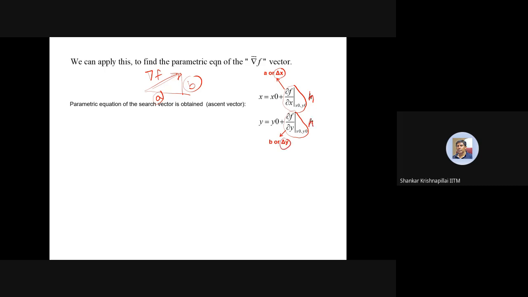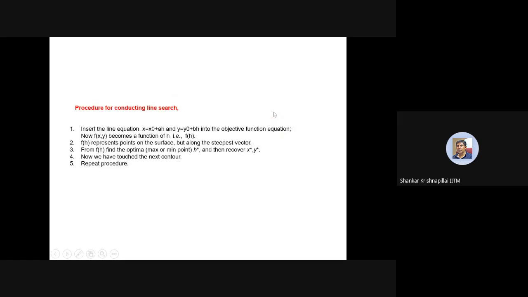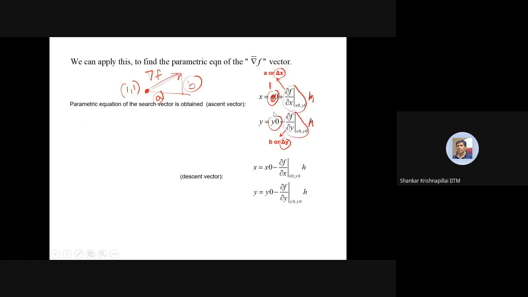Okay. So this is the starting point. Suppose this is starting at 1, 1. So this will become 1 plus a into h. Then this will also become 1 plus a into h. Then if you are going down, you have to use the negative directions, that is minus a and minus b.